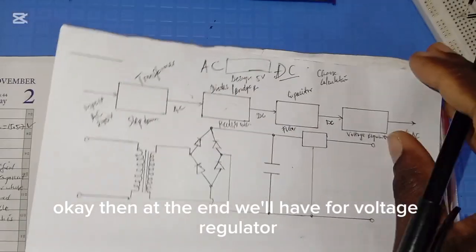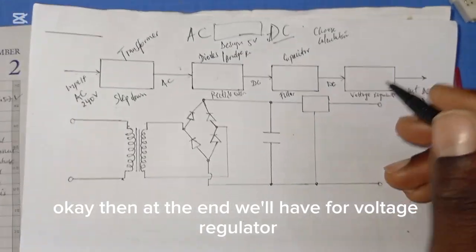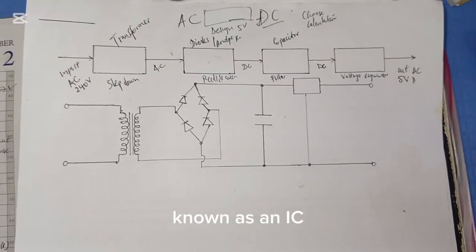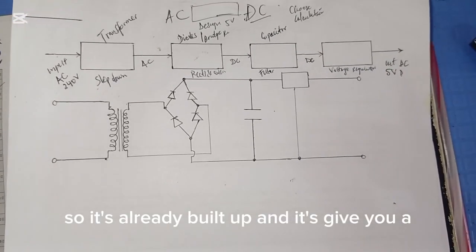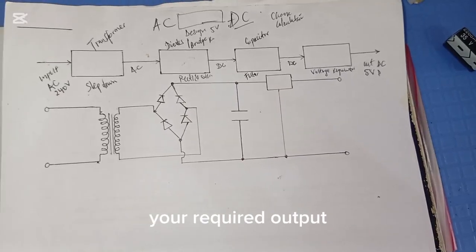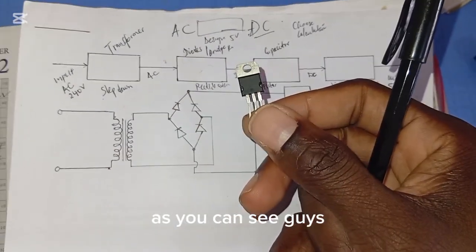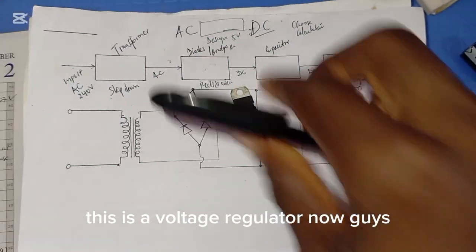Then at the end, we'll have the voltage regulator. A voltage regulator is an integrated circuit, known as an IC. So it's already built up and it gives you your required output. So this is just a voltage regulator. As you can see, guys, this is a voltage regulator.